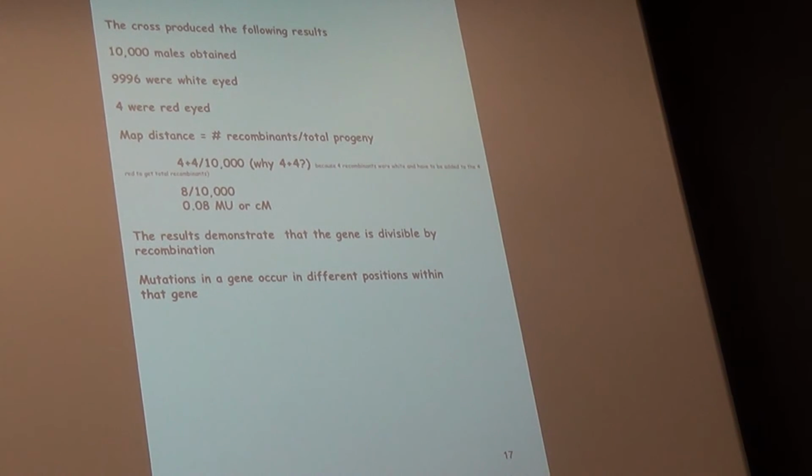So, when the experiment was done, they actually analyzed 10,000 males. So they analyzed about 20,000 flies. They sat there in the microscope and they actually measured 20,000 flies. Actually, they didn't do that. They did it differently. Quite fun. And they got 4 red-eyed males. And they multiplied that by 2 to get the distance. And it was 8 over 10,000 or 0.08 micrometers. So very, very tiny distance between those two segments.